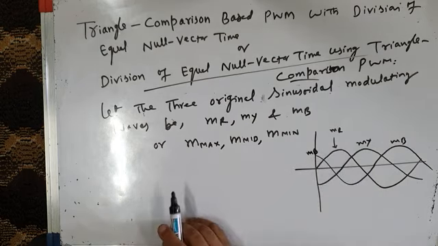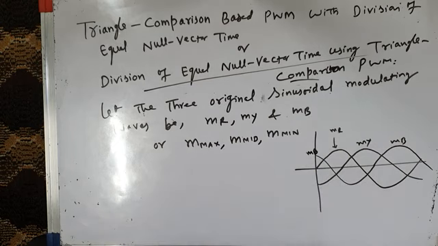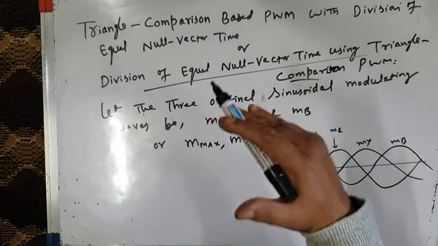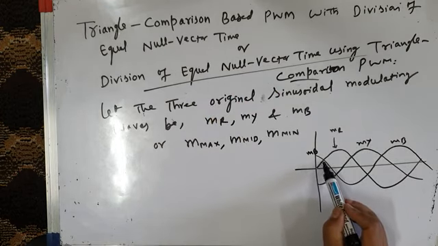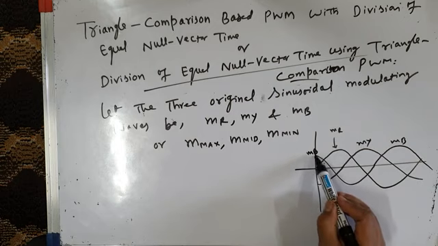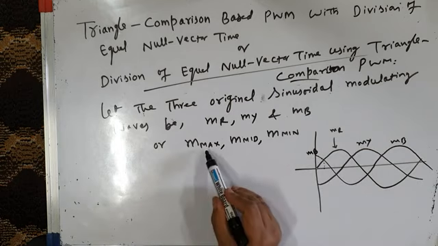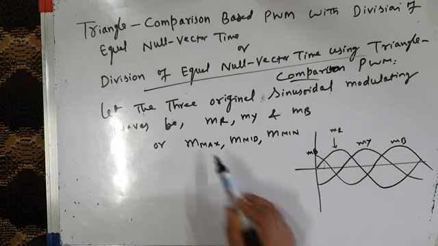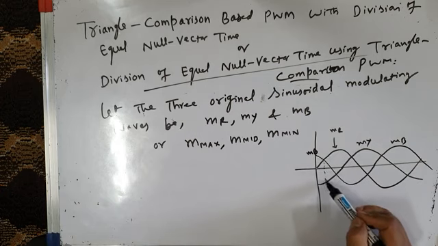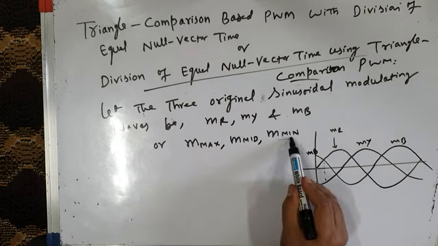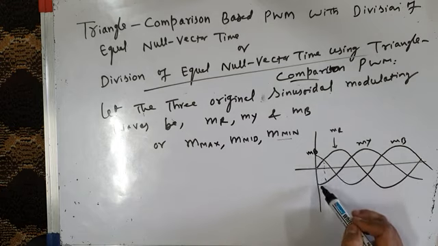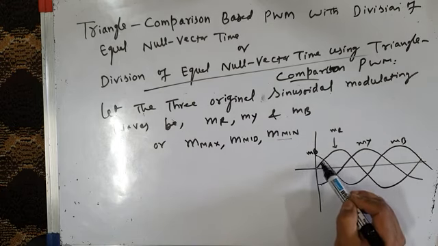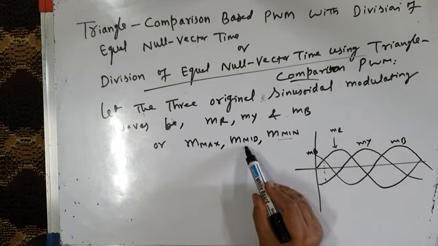At any instant of time, you can divide these modulating waves into maximum value, minimum value and middle value. For example, during this 30-degree interval, from here to here, MB is positive, so I can call it M max. MY is negative, I call this MY as M min, and the waveform which is between maximum and minimum, MR, so MR is M mid.